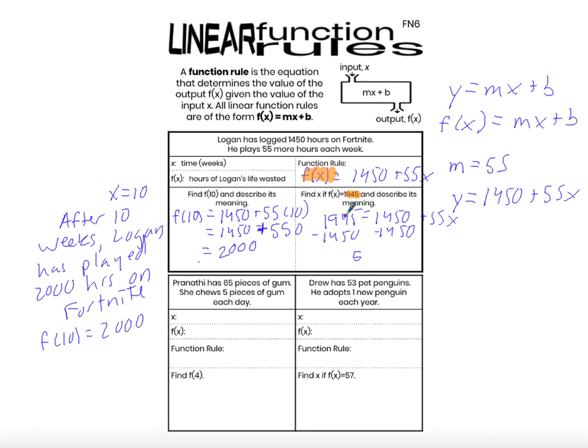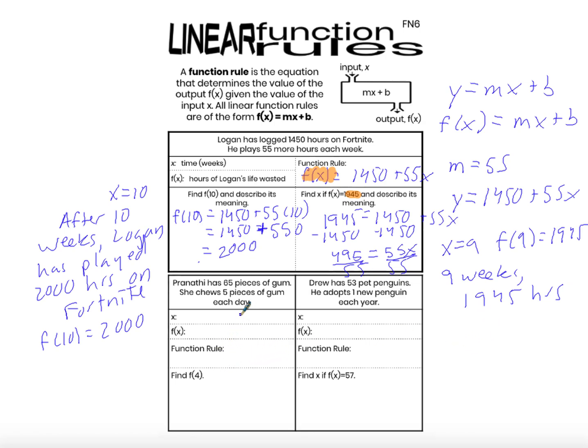Let's see. 495 equals 55x. Using a calculator, 495 divided by 55. That is just x equals 9. So given an input of 9, my output is 1,945. The meaning, which you do not have room to write, is after 9 weeks, he has played 1,945 hours of Fortnite. Here's two examples that you can do yourself.